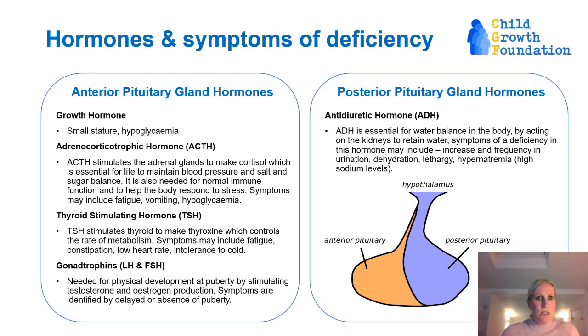And then there's the adrenocorticotropic hormone, ACTH. ACTH stimulates the adrenal glands to make cortisol, and that's essential for life to maintain blood pressure and salt and sugar balance, and it's also needed for immune function, and it's very important in helping the body respond to stress. Symptoms might include tiredness, vomiting, and again hypoglycemia.